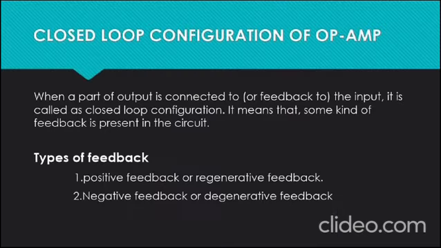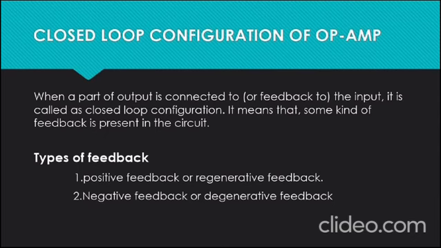Next, the closed loop configuration of op-amp. When a part of output is connected to input, it is called as closed loop configuration. It means that some kind of feedback is present in the circuit. Types of feedback. First one is positive feedback or regenerative feedback. Second one is negative feedback or degenerative feedback.